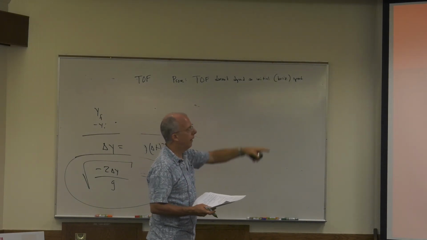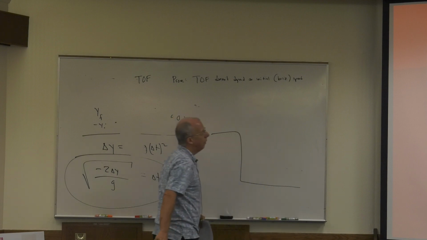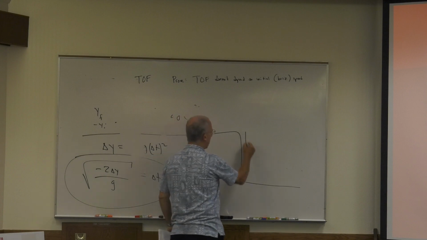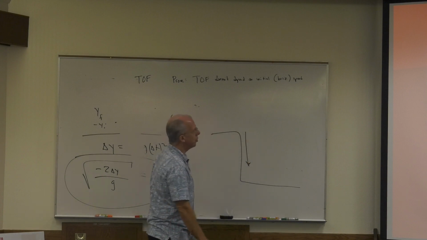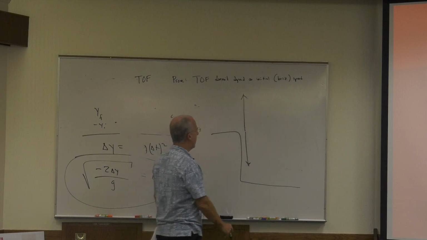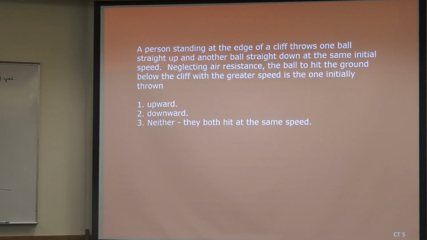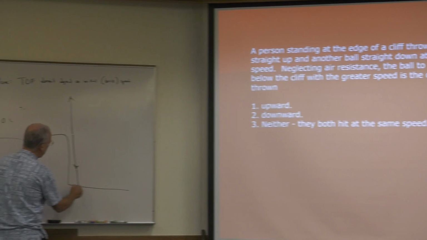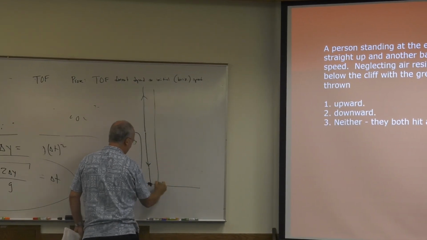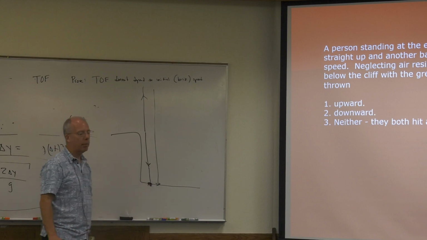Okay, a person standing at the edge of a cliff throws one ball straight down and another ball straight up. Same initial speeds, all right? Neglecting air resistance, which ball hits the ground below the cliff with a greater speed? So this one's just going to hit the ground, right? This one's going to go up here, then it's going to come down, right? So what's true about the speed of the balls when they hit the bottom?